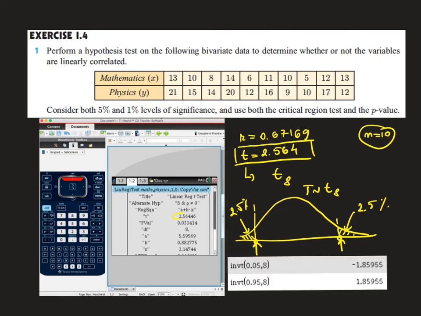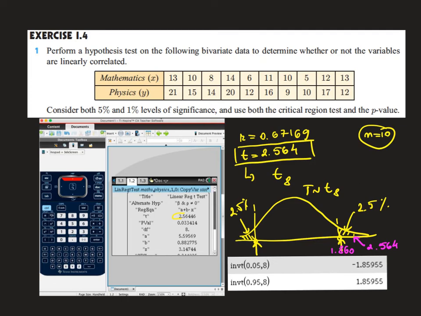So my distribution is symmetric about 0, very similar to the standardized normal distribution. And I'm looking at my test statistic. My test statistic is 2.56. So this is the critical value, 1.860. And my test statistic is 2.564. So it's in the rejection region. So at 5% significance level, reject H0.